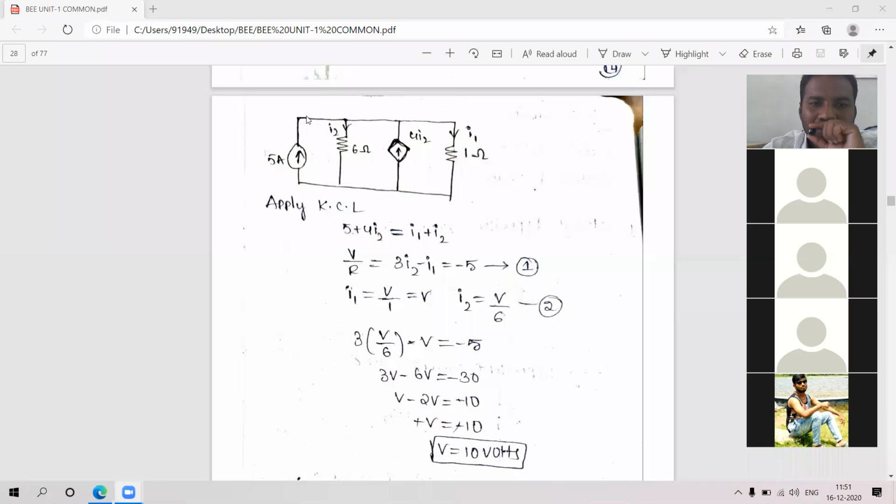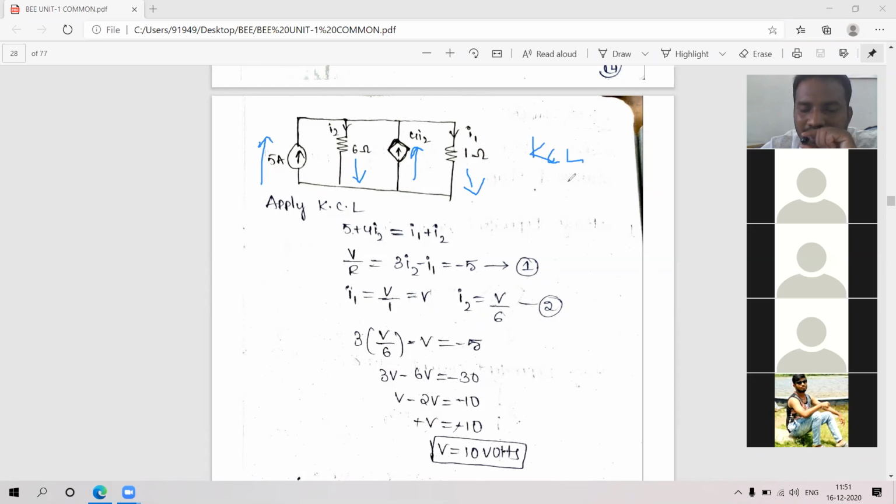One current, 5 amps, is entering towards the node and I2 is leaving. All of you just see the directions of the currents. This one is upwards and this one is upwards, and the remaining two currents are downwards. Now you just apply KCL.